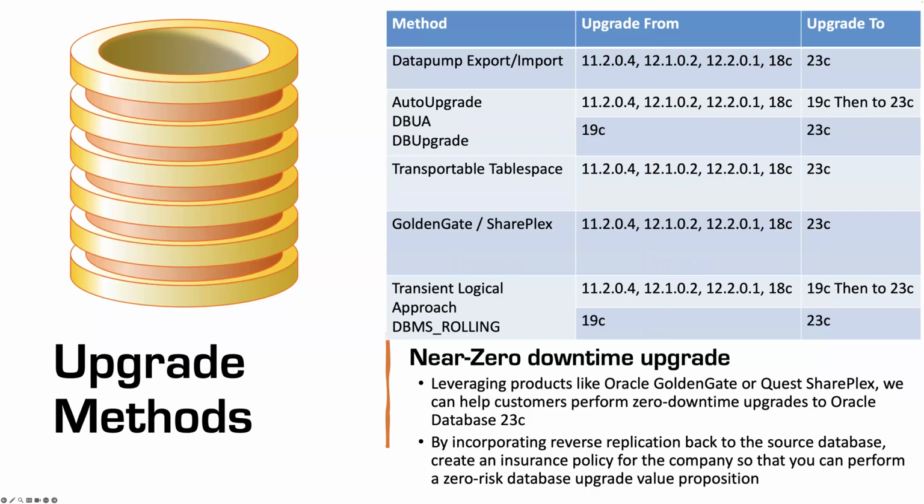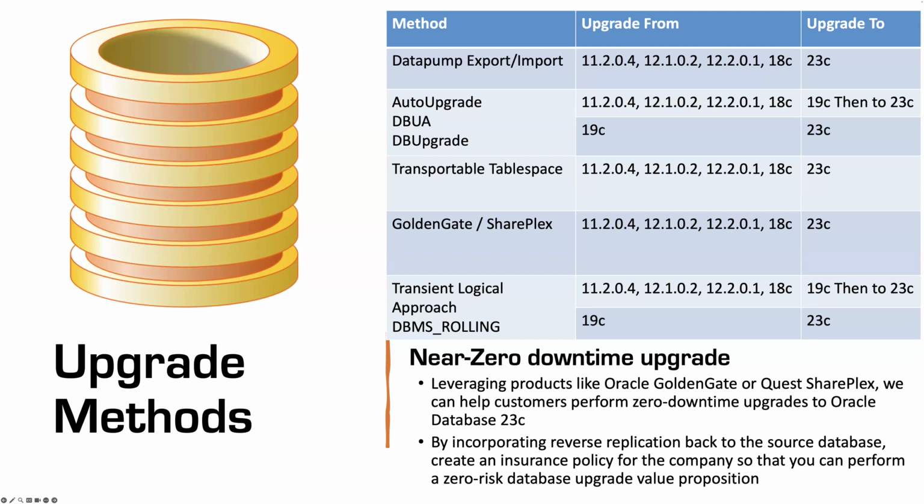There are numerous ways of performing the upgrade, or upgrade methods. Obviously, if you're doing export import, you can go from an older version, 11.2.0.4, directly to 23C. Most customers cannot afford that downtime. Now, if you have tools like SharePlex or Golden Gate, you can do an export and import with near zero downtime. When we leverage tools like Golden Gate or SharePlex, we don't talk to our customers about downtime.